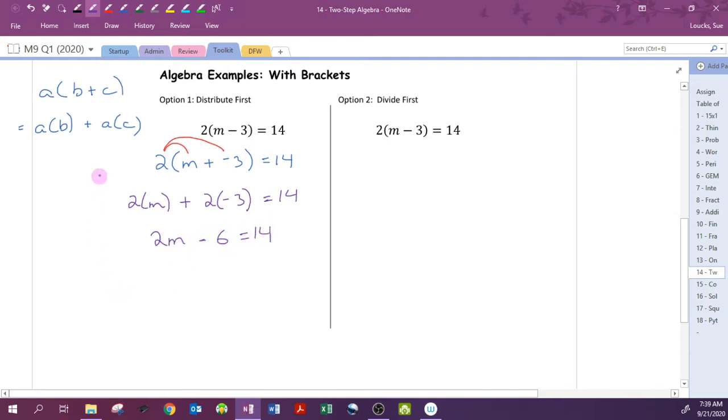Oh, and now it looks just like one of the questions from up above, and I know how to do that. I'm going to add 6 here. I'm going to add 6 here. I now have 2m equals 20, and then I'll divide this side by 2, and I'll divide this side by 2, and I end up with m equals 10.